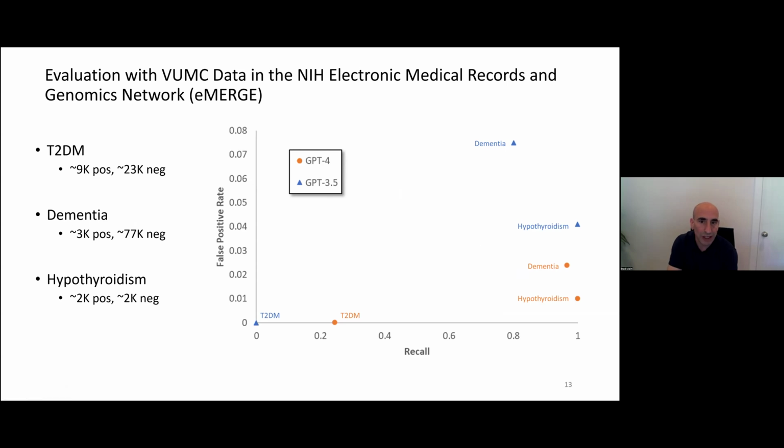But where things got really intriguing to us was, again, we went back to Vanderbilt's data to check and see how well these things were actually working when we had these 3 cohorts. They were already defined, so we had these patients. And what you can look at here is the recall on these populations: 3,000 people with dementia, 9,000 people with type 2 diabetes, 2,000 with hypothyroidism. We looked at recall versus false positive rate. And you can see that the recall is pretty good for hypothyroidism, but the false positive rate really starts ticking up when you start looking at 3.5 as opposed to 4.